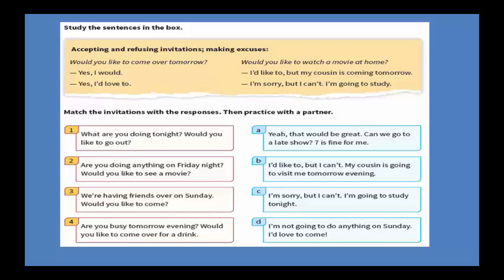Now, let's look at the exercise. We are going to match the invitations with the responses. Then, if you want, you can practice with your friends. First question. What are you doing tonight? Would you like to go out? The best answer is C. I am sorry, but I can't. I am going to study tonight.